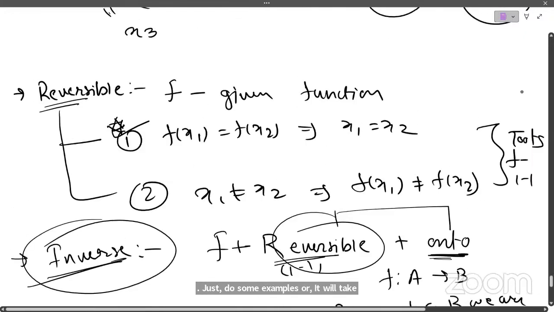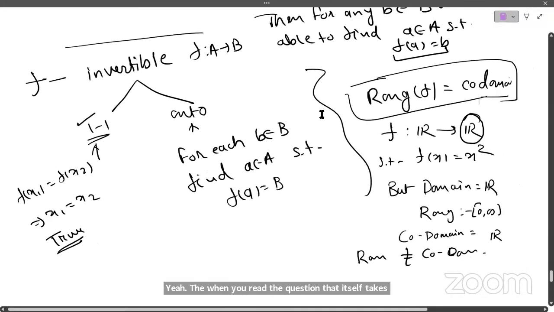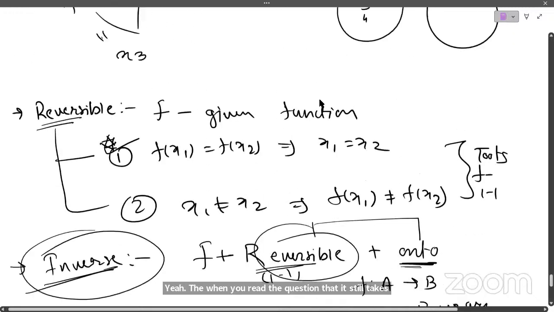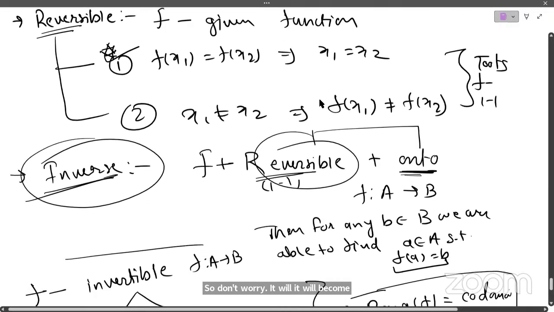That's the thing about abstract maths. When you have to deal with such kinds of statements, it will take some time to digest. Reading the question itself takes some time to comprehend. So don't worry. It will become more handy once you practice for 2 or 3 weeks.